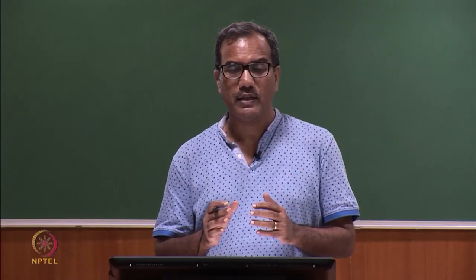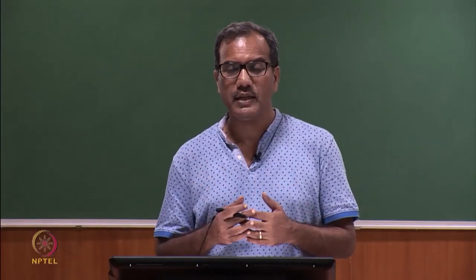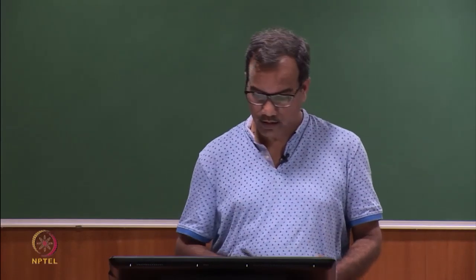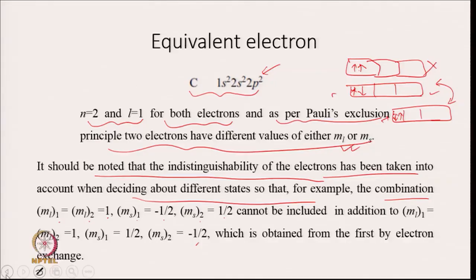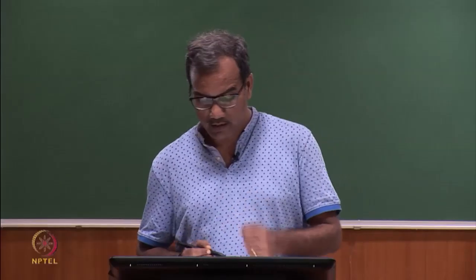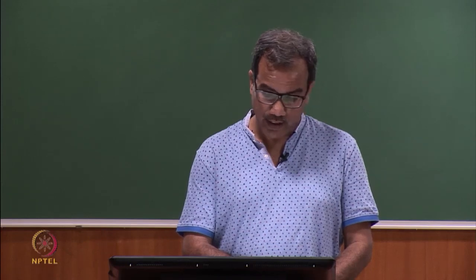You have to write all the combinations of ML and MS, L and S. Just you need to keep in mind that you cannot repeat it, or you cannot violate your Pauli exclusion rule, and you must take into account indistinguishability of the electrons. Once you do that, then it is easy to get the different terms for equivalent electrons.